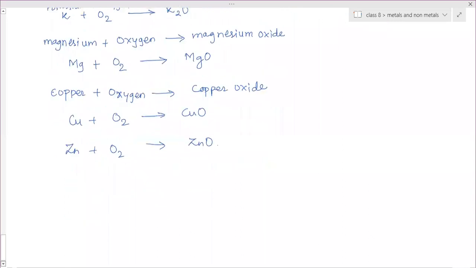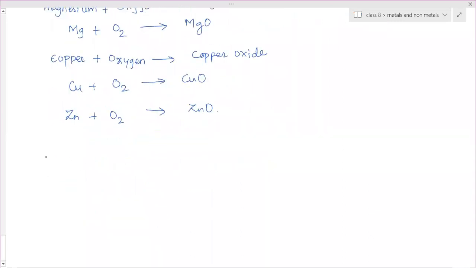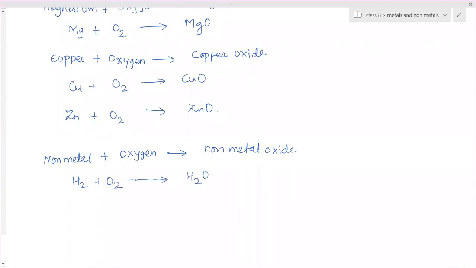Now non-metals. Non-metal combined with oxygen forms non-metal oxide. Hydrogen combines with oxygen. It will form water. But here a condition is necessary. These two directly won't combine together. We need to pass electric current. When we pass electric current through the mixture of hydrogen and oxygen, it will form water.